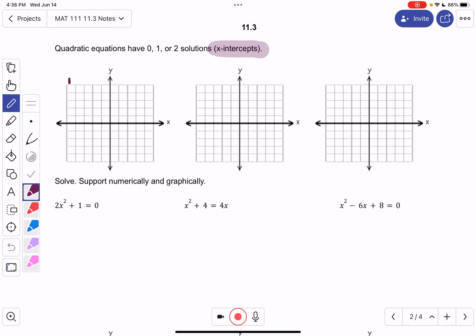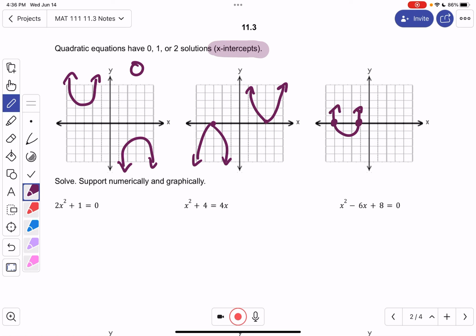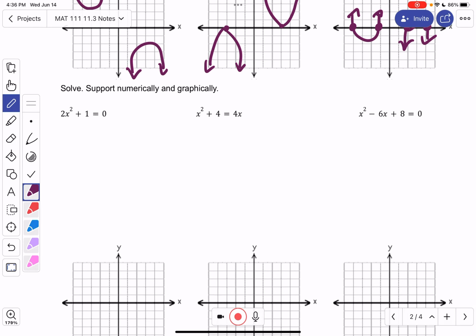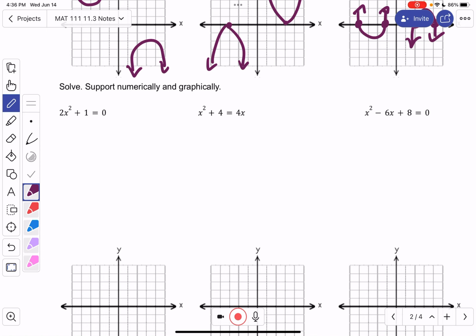0 solutions means the graph is either above or below the x-axis. 1 solution is the graph sits right on the x-axis, so the vertex is your x-intercept. And then 2 solutions is when it crosses through the x-axis. So any of those are possible. All right, solve, support numerically and graphically.